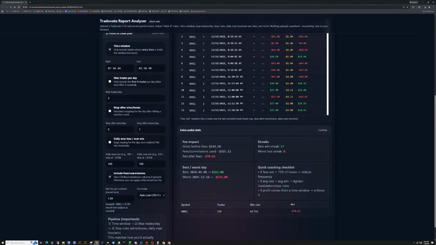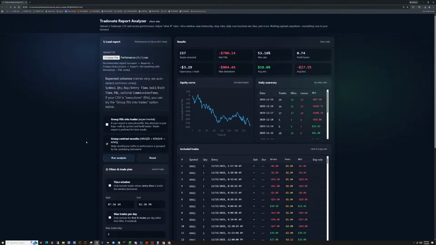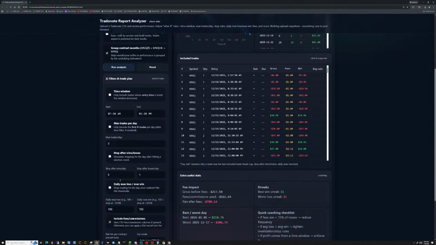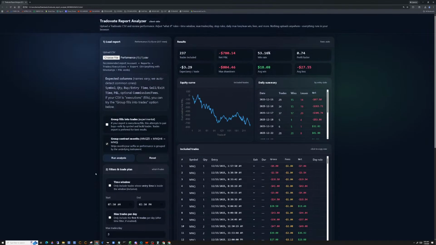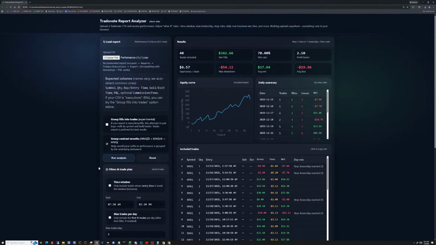That's negative. So include daily stop. Let me see if it's like that. I'm missing something here. Stop after that. Run analysis. Okay, there we go. So this is 5 wins or 1 loss. So this is just wide open, 5 wins or 1 loss per day, any time of the day.